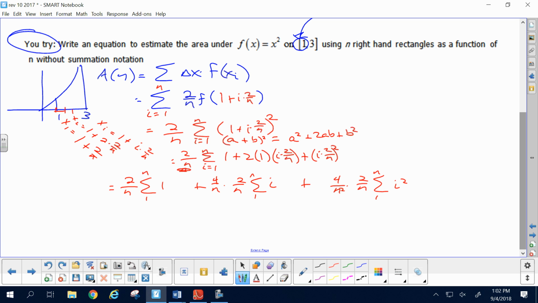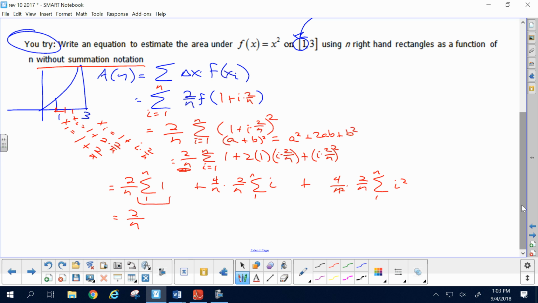Broke it into pieces. Good. Cool? All right. Now, it says to write an equation for area without summation notation. Obviously, I'm not there yet. So now I need to dump the summation notations. What is this summation equivalent to?